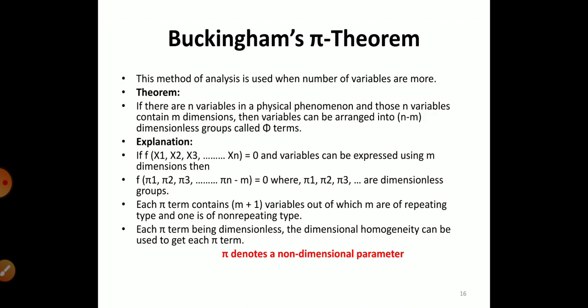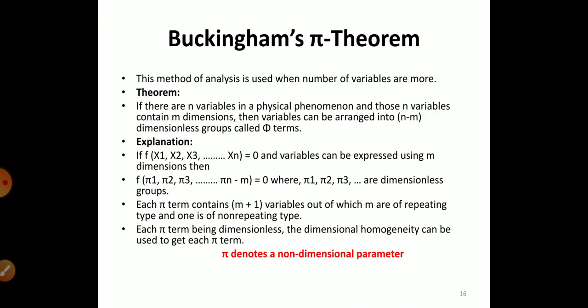Okay, if there are n variables in a physical phenomenon and those n variables contain m dimensions, then the variables can be arranged into m dimensionless groups called pi terms. For explanation, if a function of x1, x2, x3, ... xn is equal to 0 and the variables can be expressed using m dimensions, then a function of pi 1, pi 2, pi 3, ... pi n minus m is equal to 0, whereas pi 1, pi 2, pi 3 are dimensionless groups.